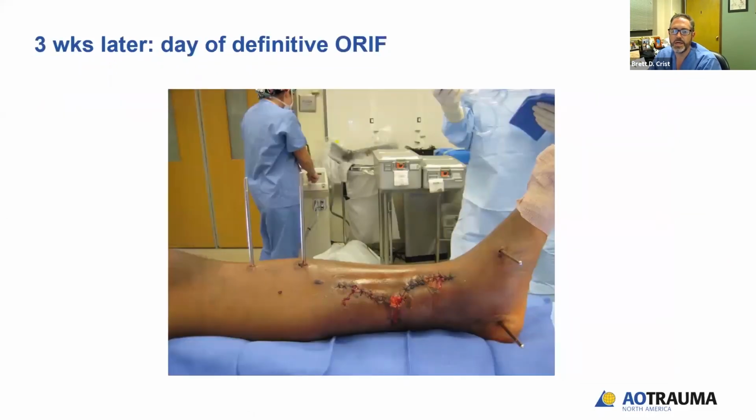Because my partner was going out of town, I ended up being the one to do his definitive surgery. So this is how he looks 3 weeks from his injury, at the day of definitive intended surgery. He's got stuff draining out of his wound. He's got a soft tissue defect right here. So definitely not getting the definitive ORIF.